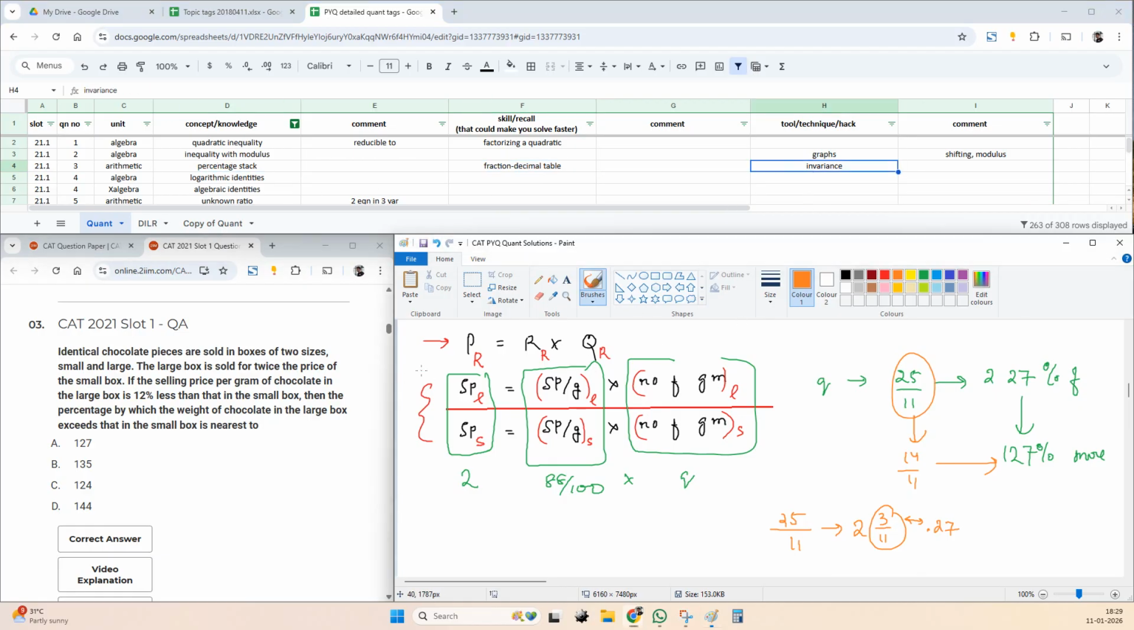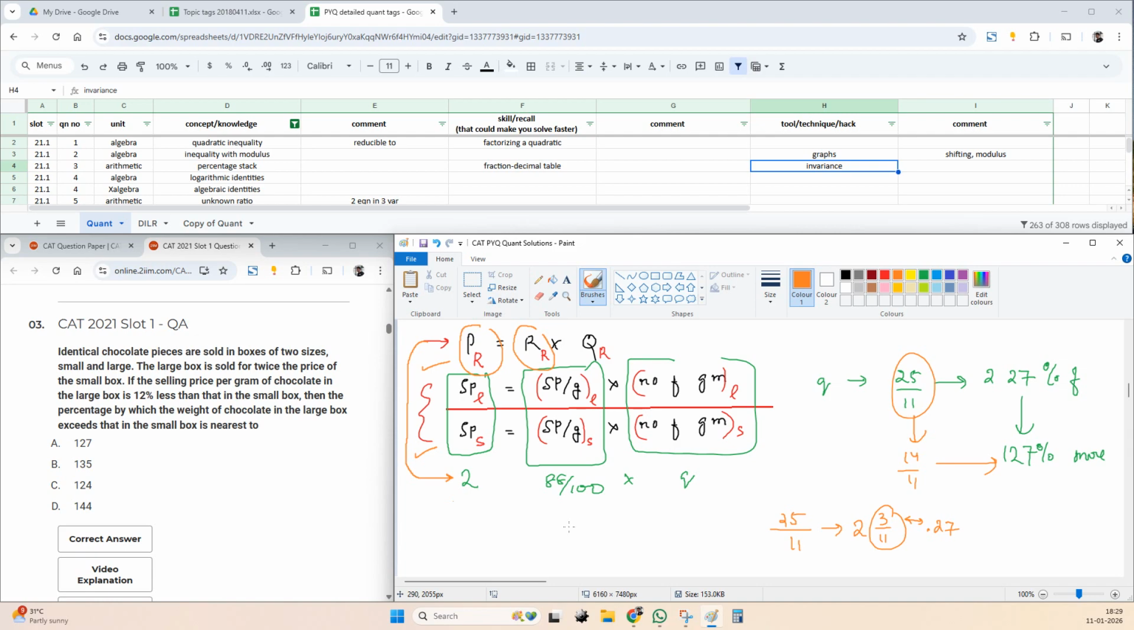Invariance is when you divide one equation with another and you get a ratio equation. The price ratio is equal to the rate ratio into the quantity ratio. That is all you need, and that is all you can find. If you ask me what is the price of the large box, or let's say you ask me the weight of the large box, cannot find.